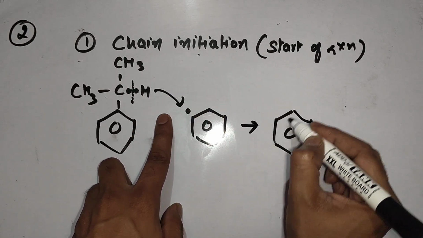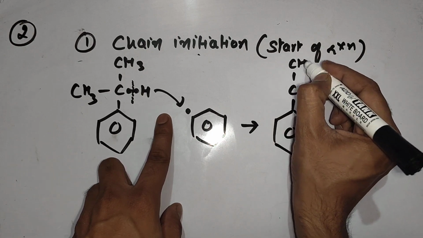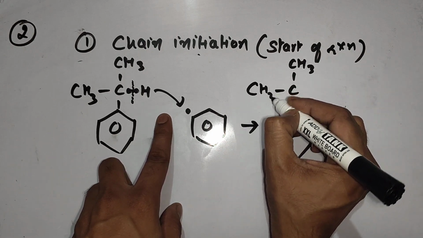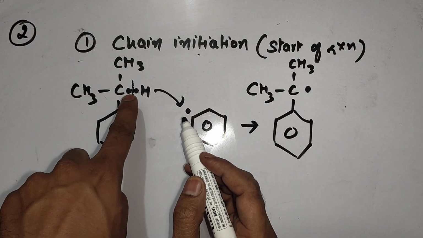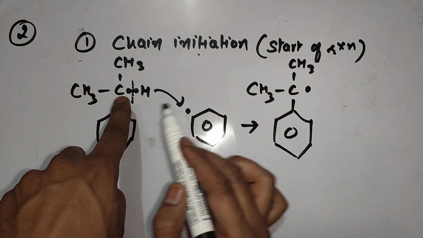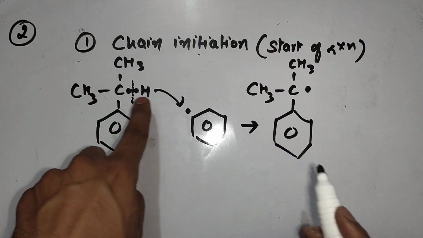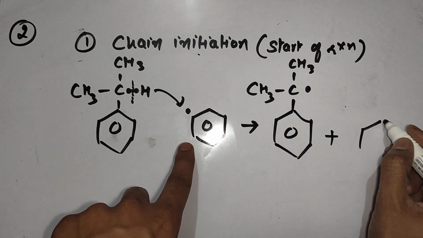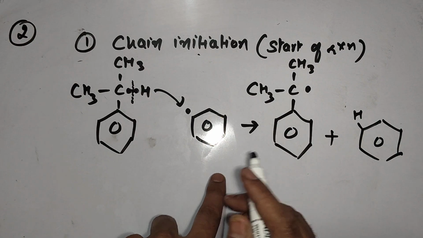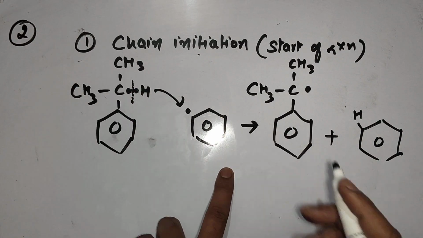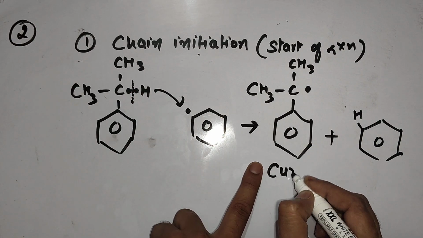Due to which, your cumene will turn into a cumene free radical. This carbon will become a free radical because one unpaired electron is left. Its hydrogen will go to make a bond with the benzene, this one. So your normal cumene will turn into a cumene free radical.